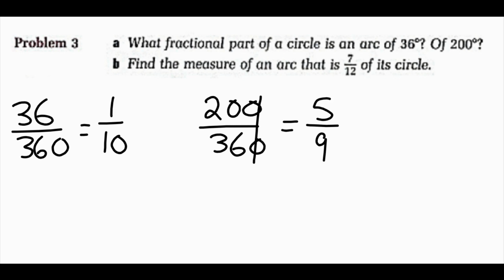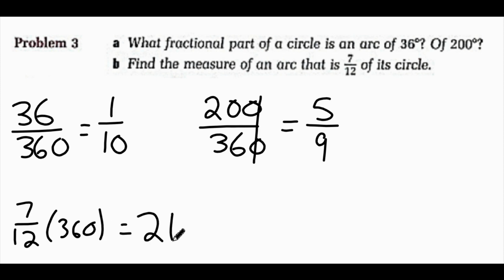And lastly, part B, find the measure of an arc that is 7/12 of its circle. I know a whole circle is 360 degrees, so 7/12 of 360 would give me 210 degrees. So if I'm 7/12 of its circle, I'm 210 degrees.